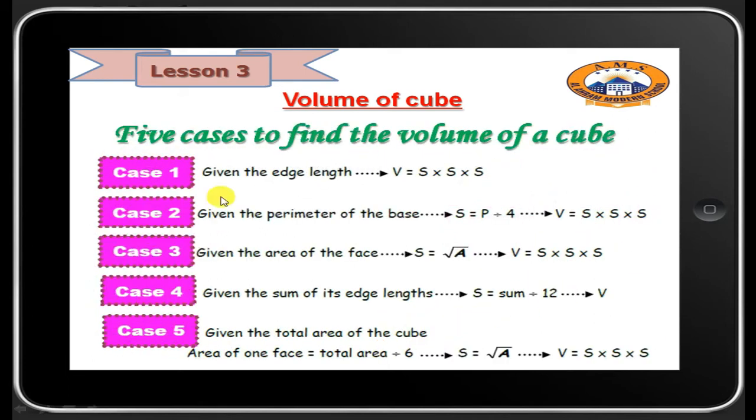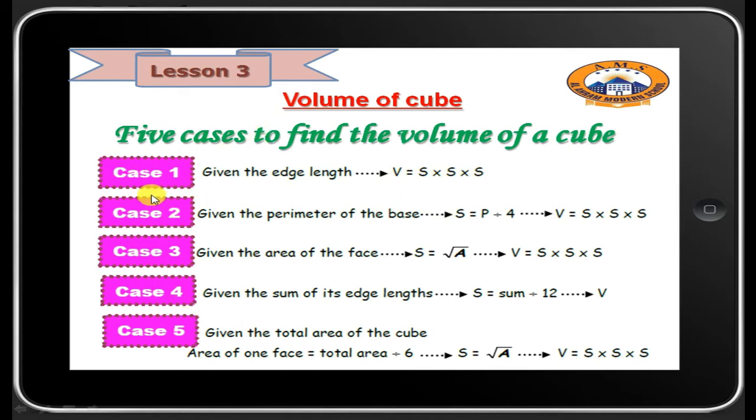So we have 5 cases to find the volume of the cube. The first case is when he gives you the edge length. All you have to do is to multiply the edge length times itself, or side times side times side. This is so easy, and we're going to have an exercise for each of these cases to practice them later.